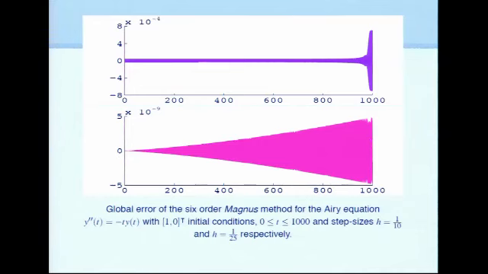And this is the global error of the sixth order Magnus method for the Airy equation with the same initial conditions, step size 1/10 and 1/25 respectively. We can see 10 to the minus 4 and 10 to the minus 9.